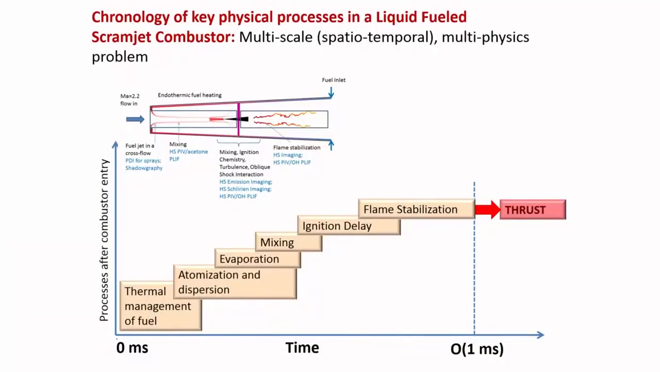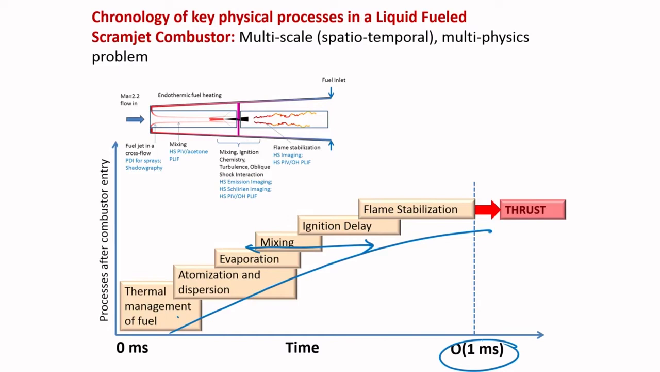So what are the key processes? If you look into the scramjet combustor, apart from the aerothermodynamics, in terms of the combustion itself, the combustor has a total residence time of about 1 millisecond. Of course, you need to have thermal management of fuel. If you are using a liquid fuel, then there has to be breakup. The liquid jet must break up, there must be atomization, there must be dispersion. Then you have to have evaporation, then you have to have mixing. The mixing is actually a very long process. Then you must have ignition, which takes some time, and then you have flame stabilization. So all these processes take time, and all of them have to be completed within this 1 millisecond.